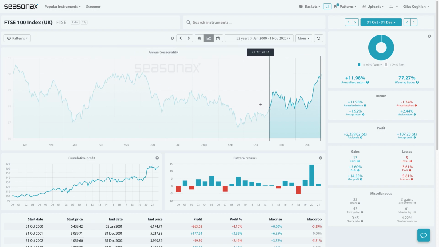So the point I'm making is that Seasonax can be a tool that can really help identify strong seasonal patterns for those who want to be a more passive investor. The main risk here, of course, is that previous seasonal patterns, although based on sound reasons, are not guaranteed to necessarily happen again in the future.